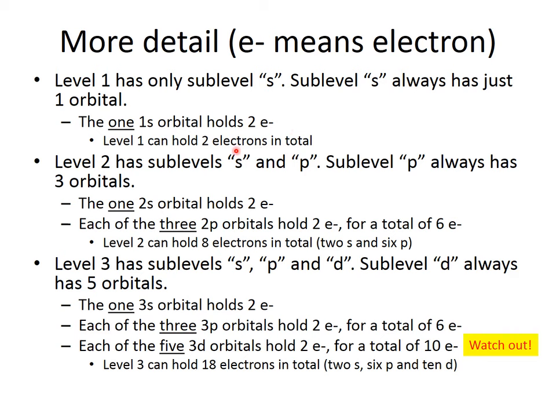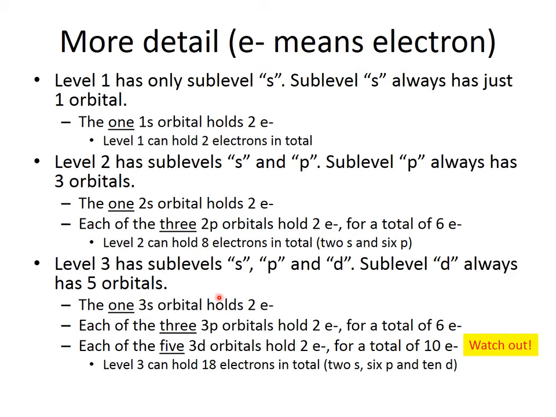Level 2 has 2 different kinds of sublevels. It has an S sublevel and a P sublevel. But the P sublevels always come in sets of 3 orbitals. So I'll have a total of 4 orbitals at level 2: 1 2s orbital and 3 2p orbitals. The 2s orbital holds 2 electrons. Each of the 3 2p orbitals holds 2 electrons for a total of 6 electrons. And all total in level 2, I can hold 8 electrons.